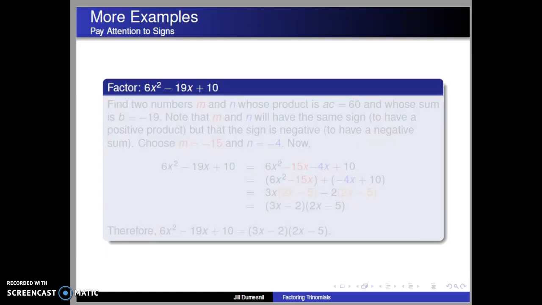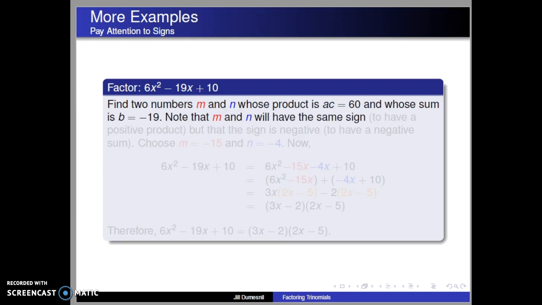Now let's factor 6x² minus 19x plus 10. Here we have a is 6, b is negative 19, and c is positive 10. We need to find two numbers, m and n, whose product is 60 and whose sum is negative 19. Note that m and n will have the same sign to have a positive product, but that the sign is negative to have a negative sum. Choose m equal negative 15 and n equal negative 4, and we'll see that m and n multiply to positive 60 and add to negative 19.